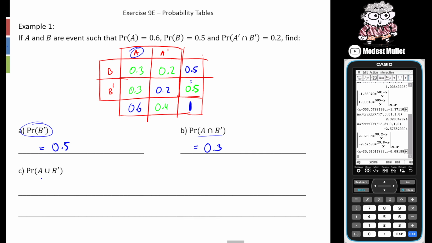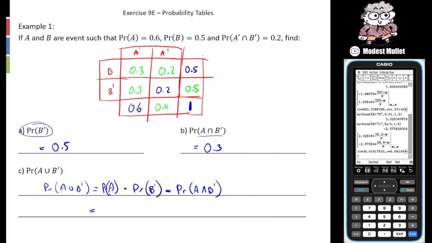Okay, probability of A union B dash. So we're asked for a union now. A union you can't read directly off a two-way table or a probability table or a Venn diagram. But we do have the addition rule, which says the probability of A union B dash is equal to the probability of just A plus the probability of whatever just the second letter is, which was B dash, take away the intersection of those two things. So A intersect B dash.